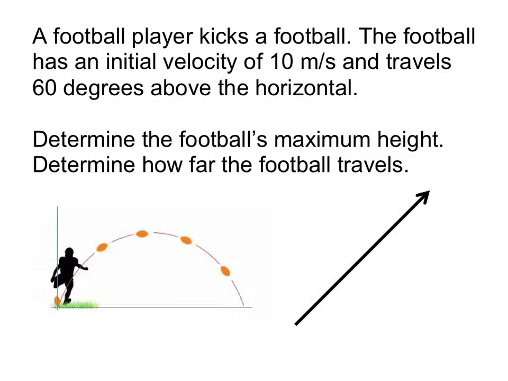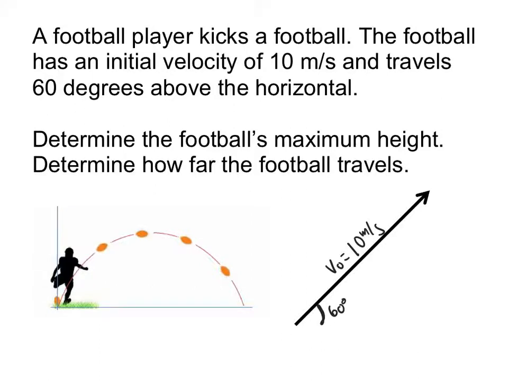Alright, so the problem we're going to solve today is about a football player who kicks a football. The football has an initial velocity of 10 meters per second, and it travels 60 degrees above the horizontal. We have to determine the football's maximum height and also determine how far the football travels. So that's the x displacement, and we want the y displacement as it travels upwards.